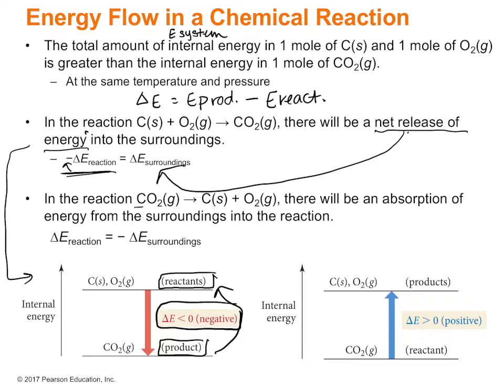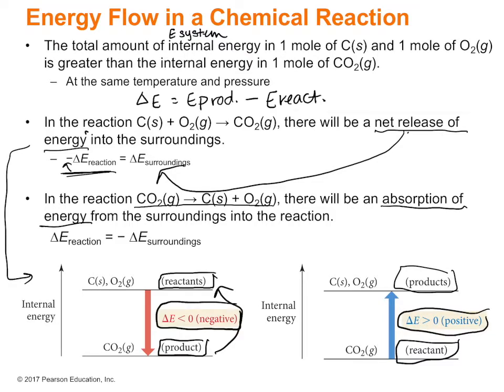In the reaction carbon dioxide yields carbon and oxygen, there will be an absorption of energy. Energy will be absorbed from the surroundings. Our products are carbon and oxygen, and they have more energy than the reactants. So you do products minus reactants and you get a positive energy change, because the energy of the products is higher than the energy of the reactants. Energy is being taken from the surroundings and added to the system, therefore the change is going to be positive.